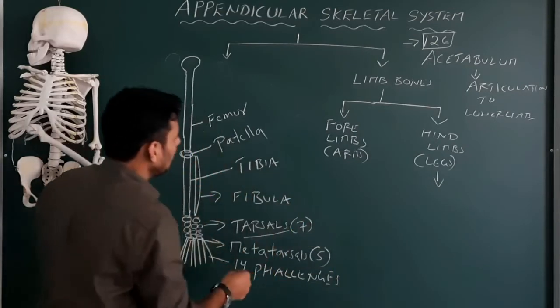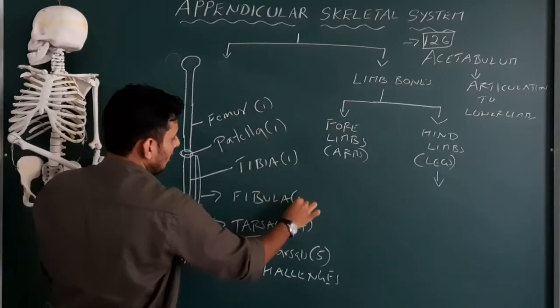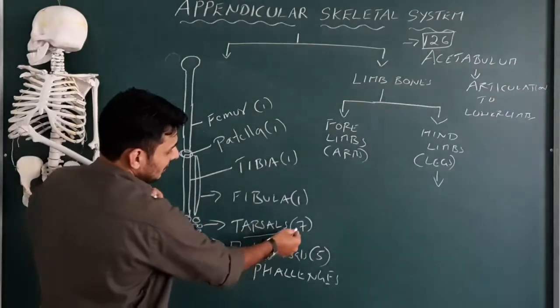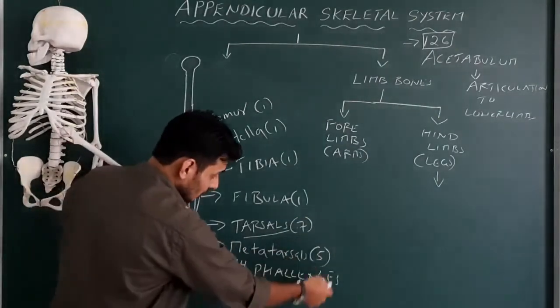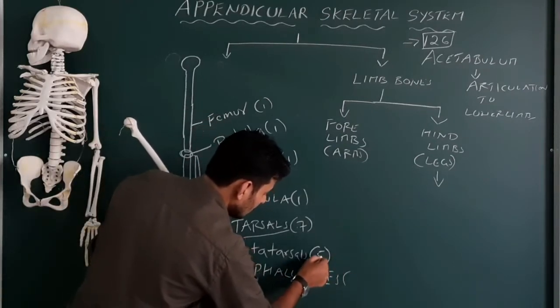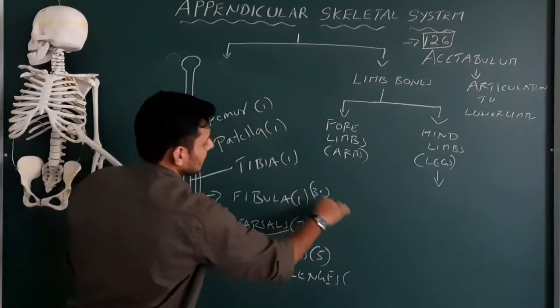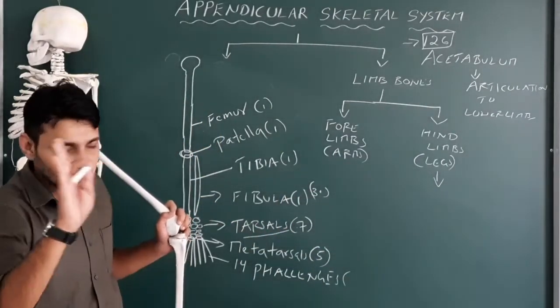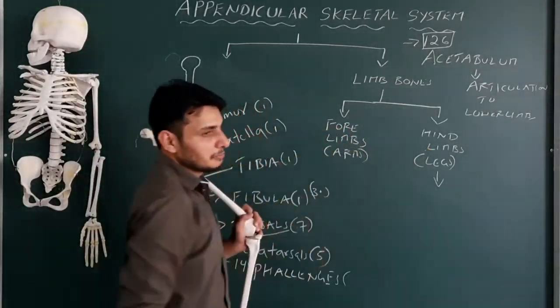Now if you count, we have 1 femur, 1 patella, 1 tibia, that is 3, 1 fibula, then 4, and the tarsals make 11, and this one is 5, so that is 14, and ultimately 14 plus 1, 5, 19, 26, and 4, that is 30. Done. Easy. Got it? So this is the major difference between the hind limb and forelimb bones.